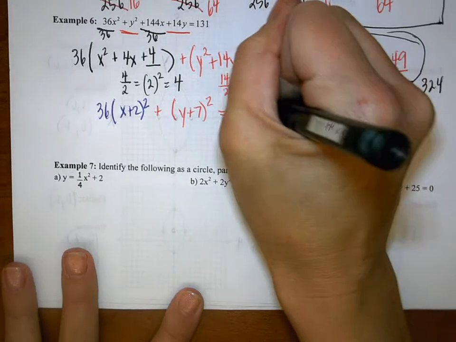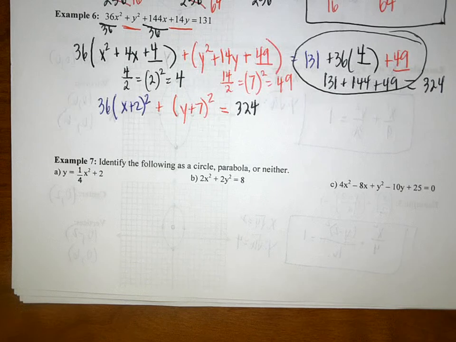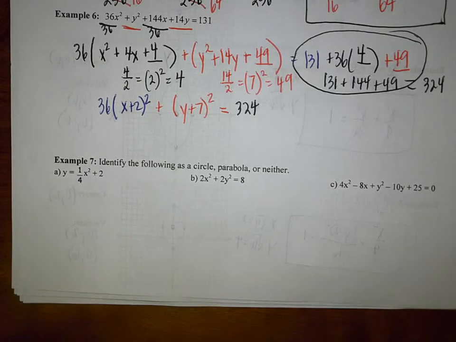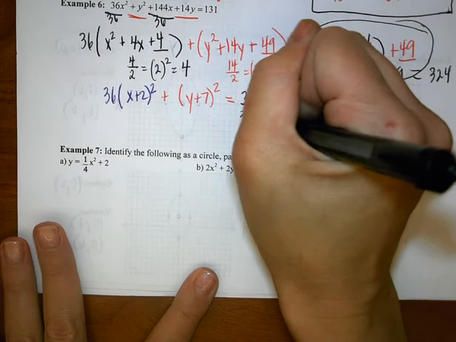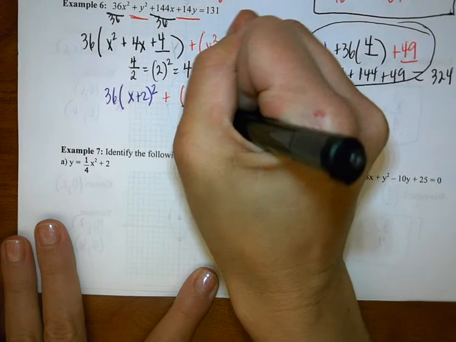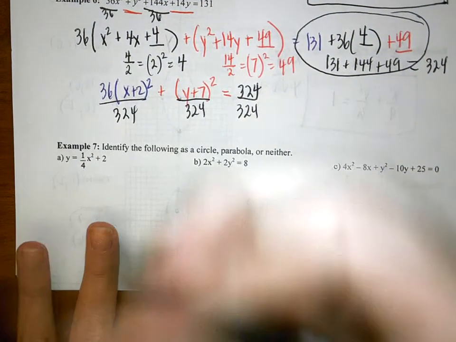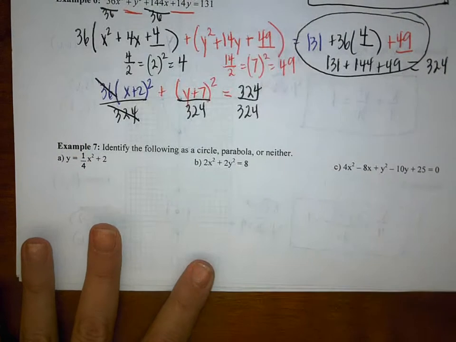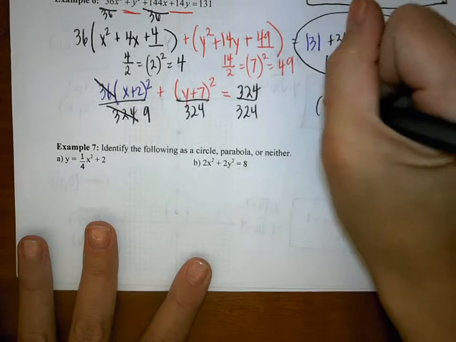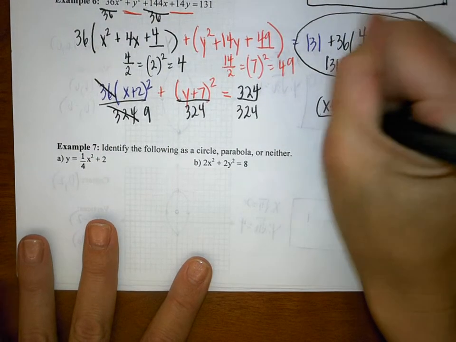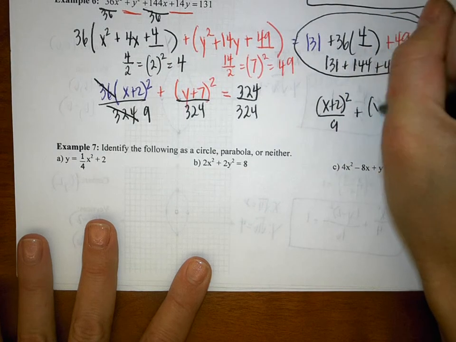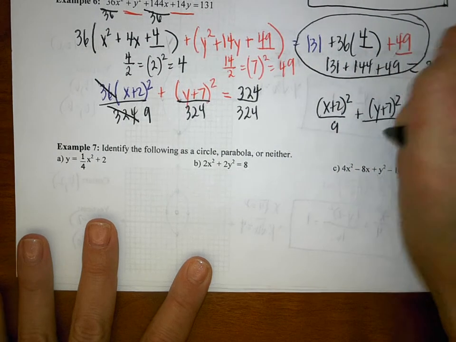Okay, and then what do I do? Good. We divide everything by 324 so that it equals 1. And 36 goes into 324 9 times. Very good. So we have x plus 2 squared over 9 plus y plus 7 squared over 324 equals 1.